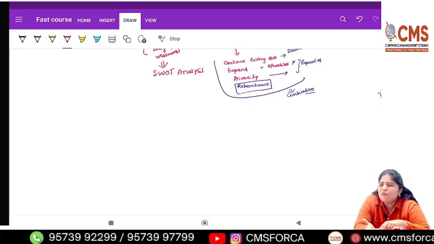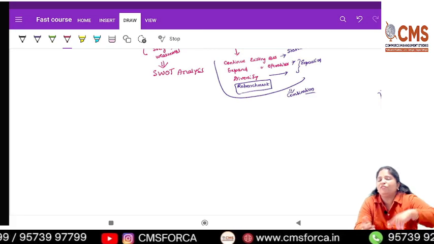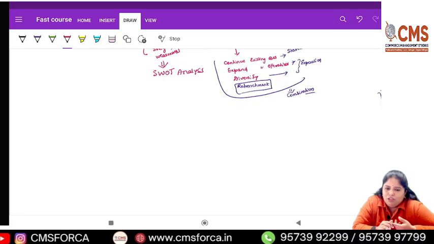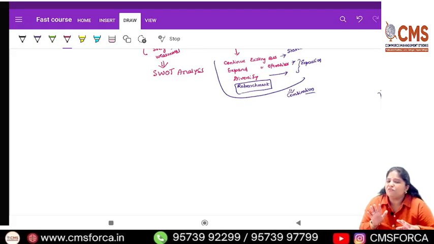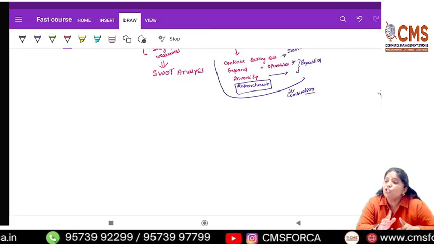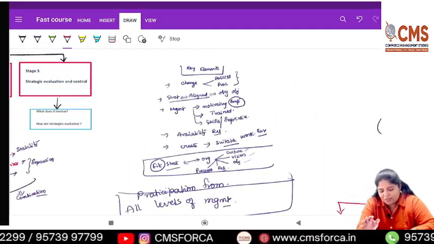So the options you have gone for is stability, expansion, retrenchment, or even we can go for a combination. What is stage 4? You go for implementation of the strategy. Give me any 5 key elements necessary for implementation. Strong leadership. See, so many elements I have written here.